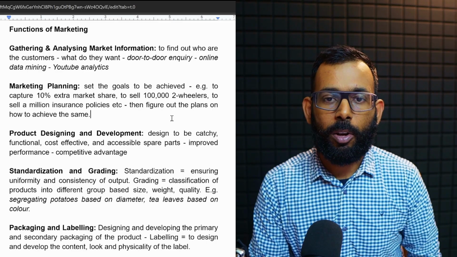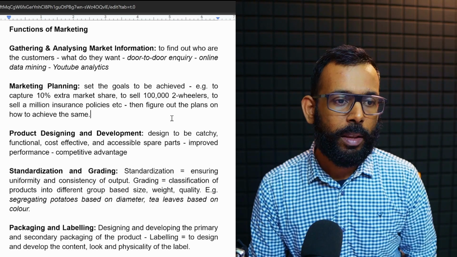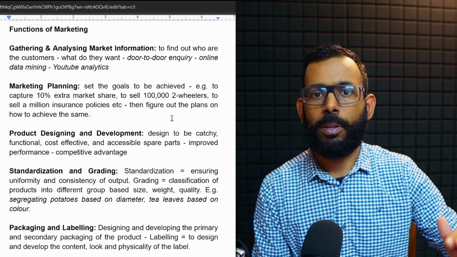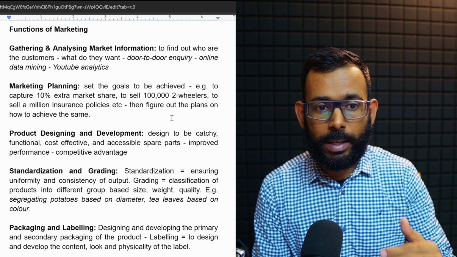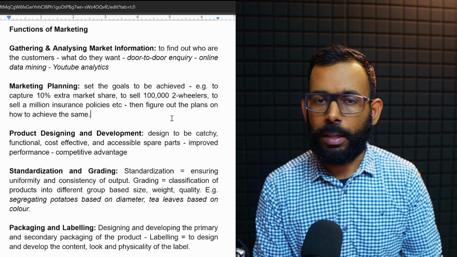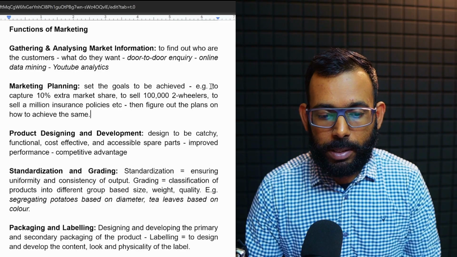So management of an IPL team is to win the championship. Management of a school will mean that they should be able to achieve the goal of making 100% pass, or let's say getting an all India rank, or getting a district topper, something like that. So you set the goal to be achieved. Some examples I have given here.